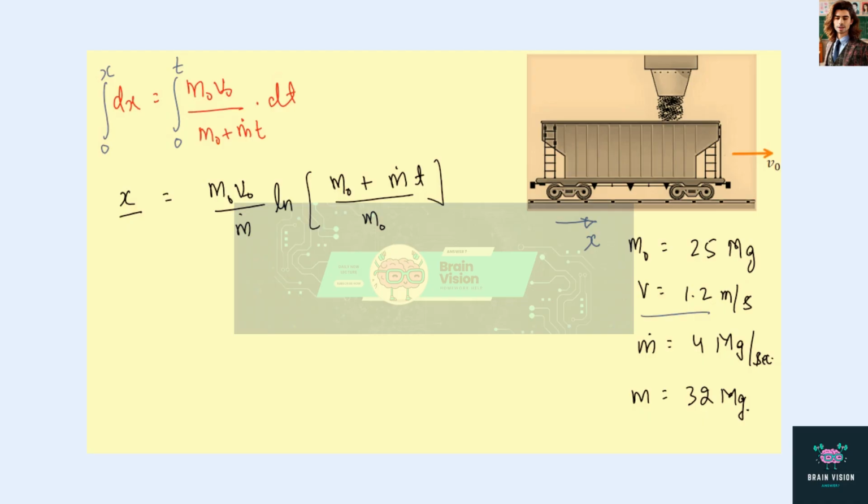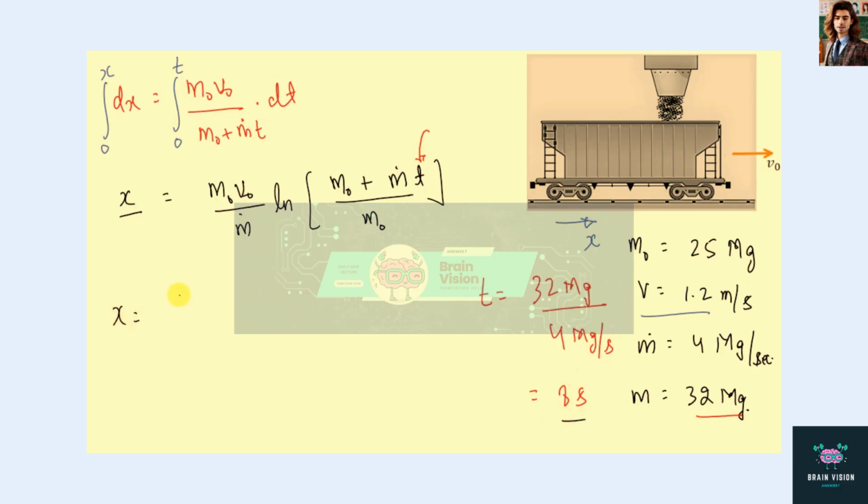We have all the things, but we don't have the value of t, which is the time required to deposit coal of 32 megagram. So time t equals the mass that should be deposited, 32 megagram, divided by the rate of deposit, 4 megagram per second. So we'll get 8 seconds. So this is the value of t, and we can plug it in to calculate the distance traveled by the car in this time period.